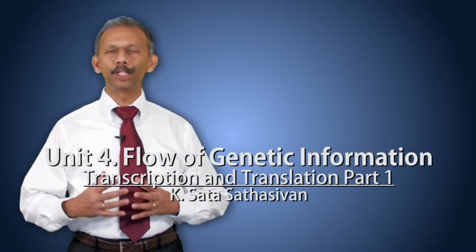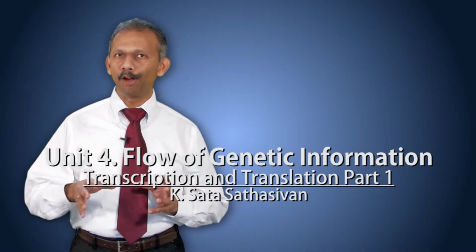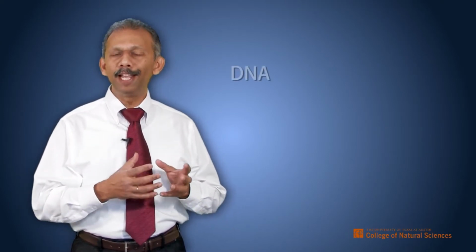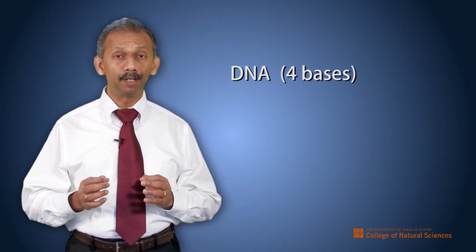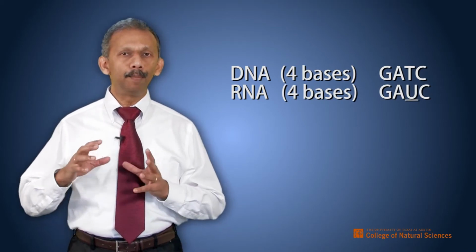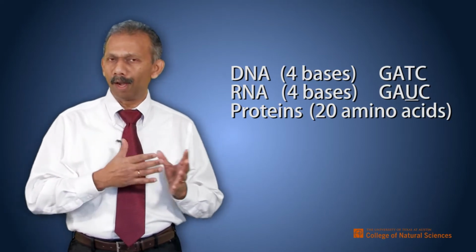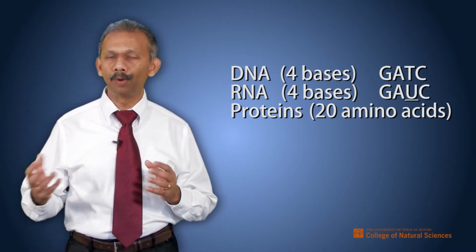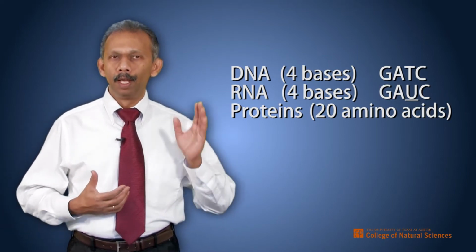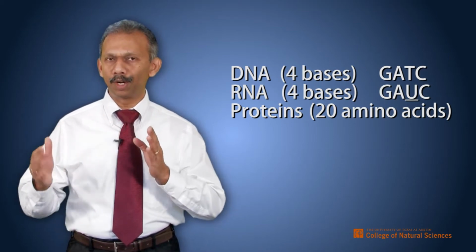So when Francis Crick proposed DNA makes RNA makes protein, we have to understand how DNA containing just 4 bases, G, A, T, C, can make RNA, which also contains 4 bases, G, A, U, and C, and proteins contain 20 different amino acids. So there is an inherent complexity as to how this whole transcription and translation is going to function.